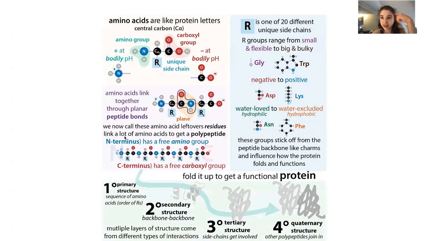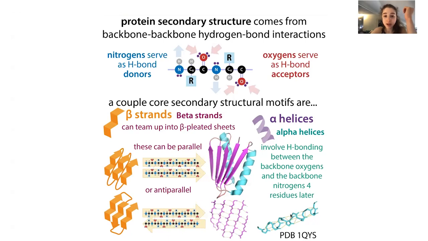So we talk about different layers of protein structure. The primary structure is the sequence of amino acids. The secondary structure is going to involve backbone-backbone interactions. Tertiary involves the side chains, and quaternary is where you have multiple chains interacting. And so the secondary structure is involving these backbones.